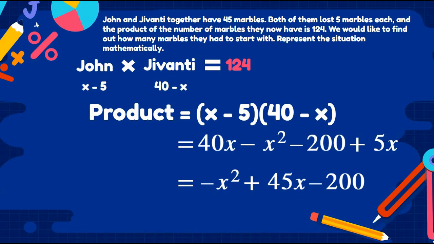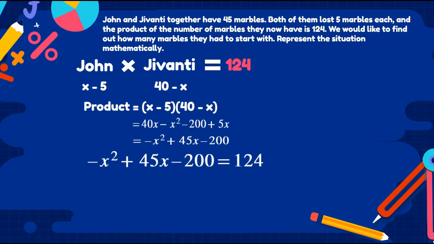But on the right hand side, if you remember, we also have 124. So minus x square plus 45x minus 200 is equal to 124, as it is just the product of both the marbles present with them. If we take this 124 from the right hand side to the left hand side, as 124 is just alone, hanging out, it can come to its friends and play with them. So we are going to move this lonely 124 to the left hand side to make sure that it's happy along with its friends.